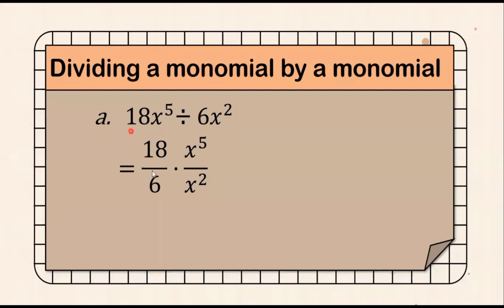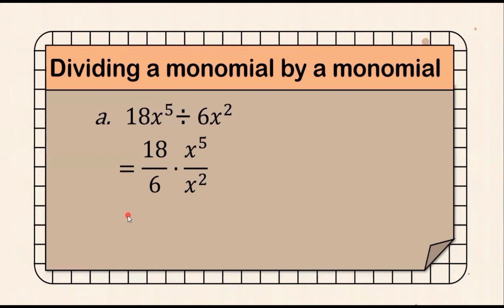So 18 divided by 6, yung numerical coefficients together muna ang pag-divide nyo. And then after that, the literal coefficients. Whatever is the quotient of the two numerical coefficients, you multiply it to the quotient of the literal coefficients. We have x raised to 5 and x raised to 2. Kaya po may nakikita na kayo ditong x raised to 5 divided by x raised to 2. And then we divide now.